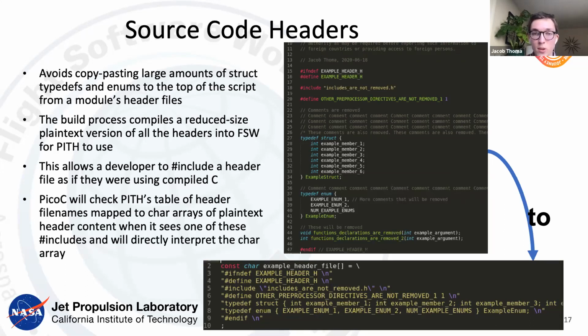So we ended up compiling the header files as char arrays into the flight software for PITH to use. You can see the one on top is just a dummy header file. After it goes through the autocoder, all the comments and unnecessary spacing get taken out, and you're just left with the preprocessor directives, the type defs, and the enums. When you #include this header file, the interpreter can parse this char array just like any other script.